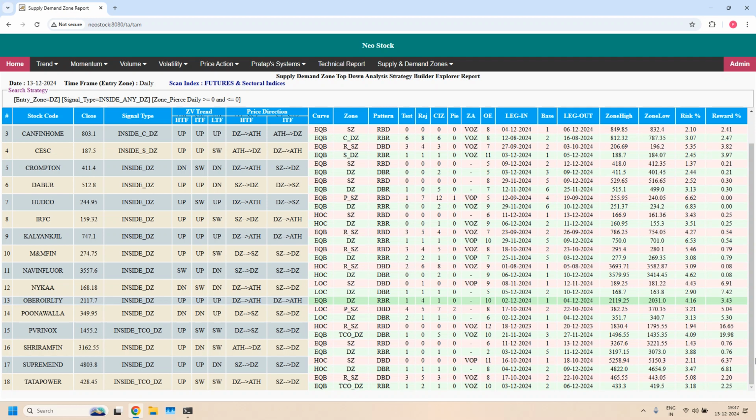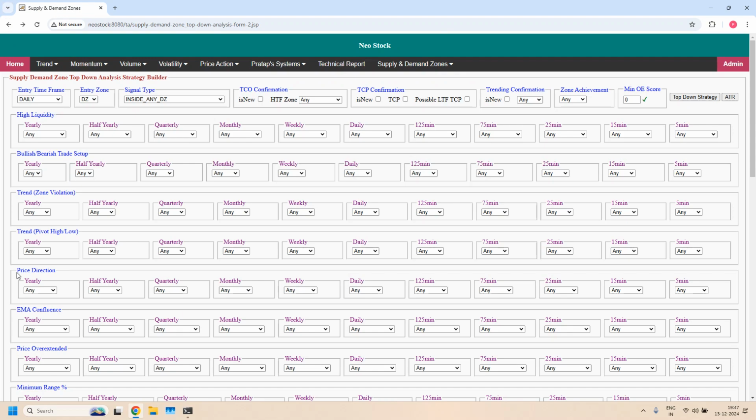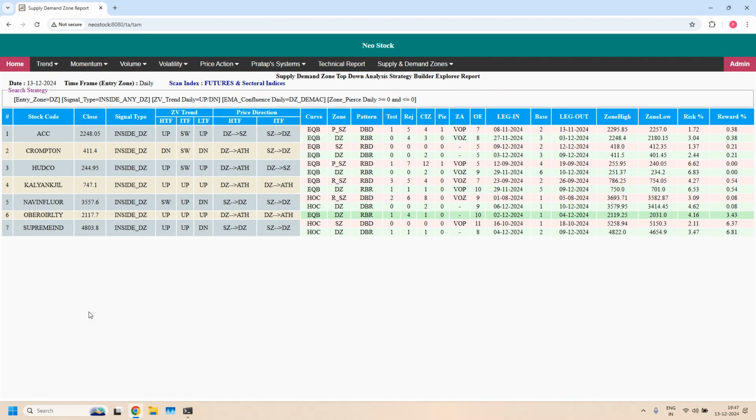Let us verify these daily demand zones are having any daily EMA confluence. In the EMA confluence at a daily time frame, daily demand zones are having daily EMA confluence, and this EMA confluence should be only in uptrending market, not sideways. So that's why in the trend, daily trend, I am selecting up or down, but not sideways. Let's filter. We got 7 stocks. These 7 daily demand zones are having daily EMA confluence, and price currently closed inside these zones.